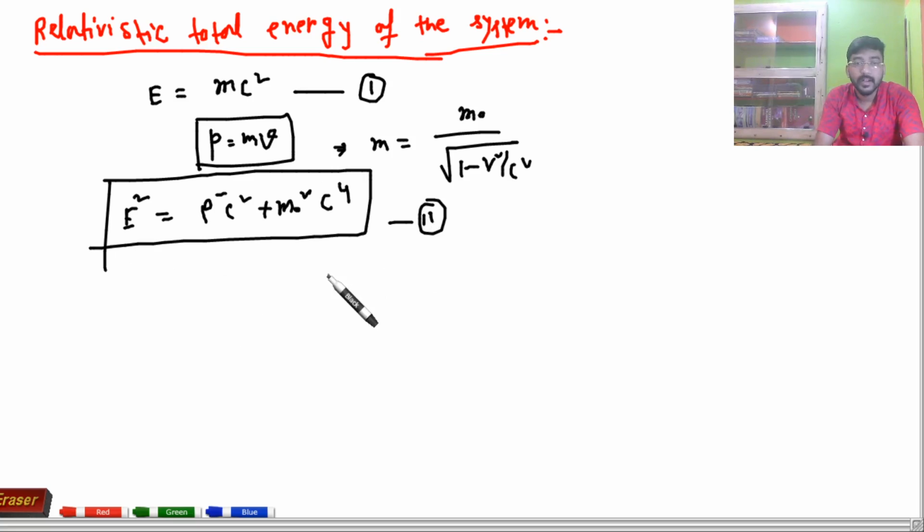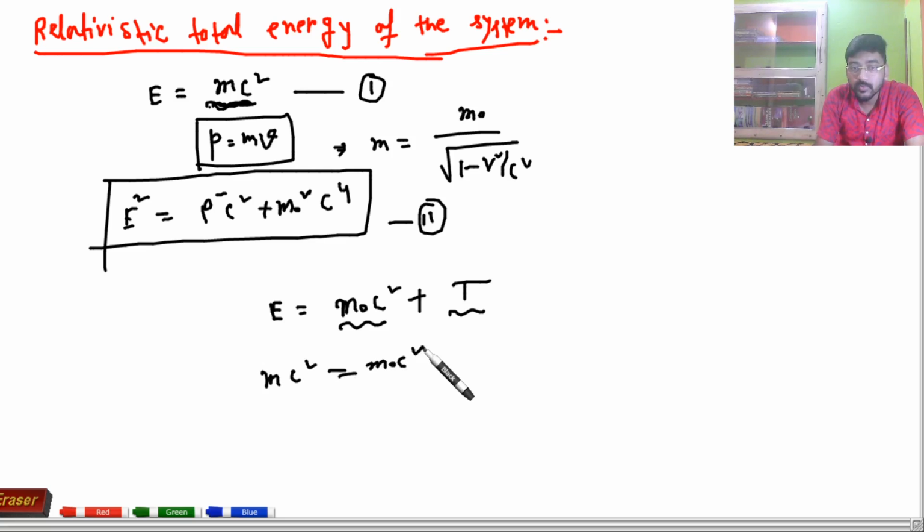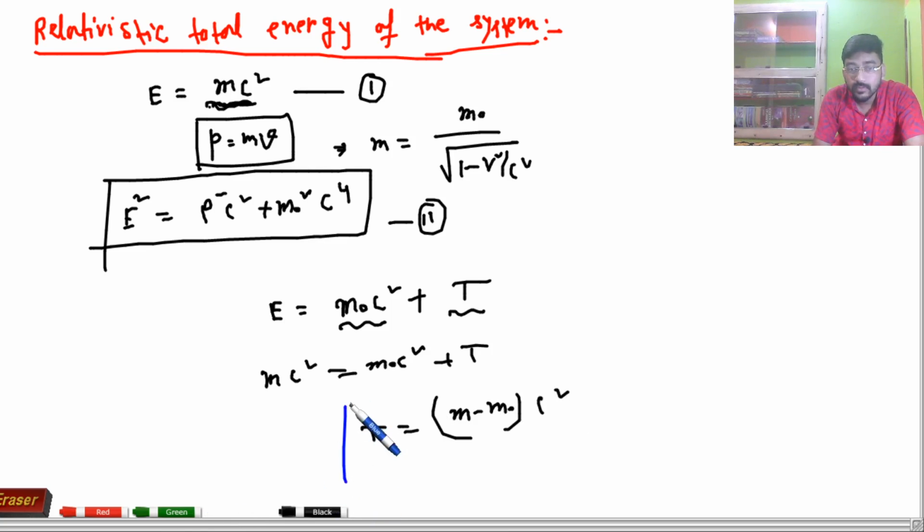This can also be written as: relativistic energy is nothing but the rest mass energy plus the kinetic energy of the particle. The total energy is equal to mc square, and this mc square can be split into two parts. One is the rest mass energy and another is for the motion, that is the kinetic energy. So if we put E is equal to mc square, we will get another equation, that is mc square is equal to m naught c square plus T, and we will get T as (m minus m naught) into c square.